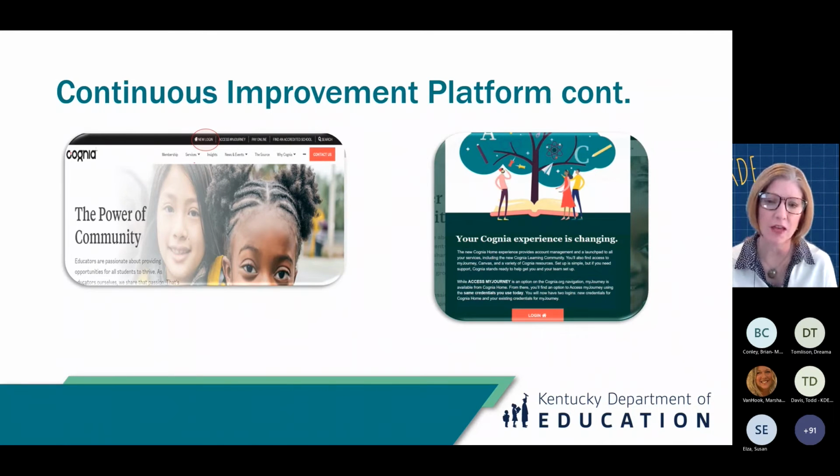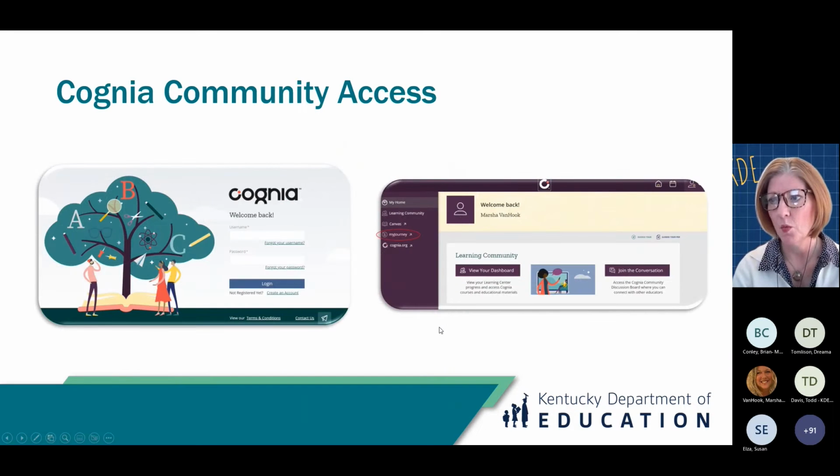But just know that if you click that new login, it will ask you to create a new username and password. It will not have any effect on the username and password that you use for your diagnostics. So they will actually be two separate logins, one for the professional learning platform and one for the continuous improvement platform where those diagnostics are held. Once you get in there, this would be the login screen that you would see. But the other thing you'll notice is that from within that professional learning platform, you can actually get to the diagnostics. You'll see that link there to My Journey. If you were to click on that, it would then take you to the area where the diagnostics are held.